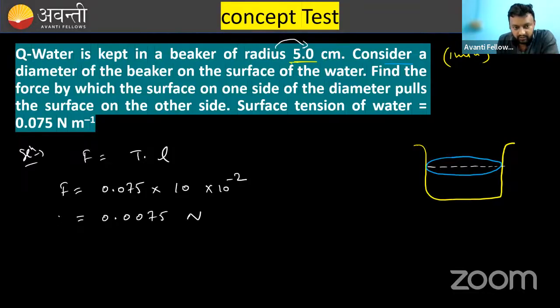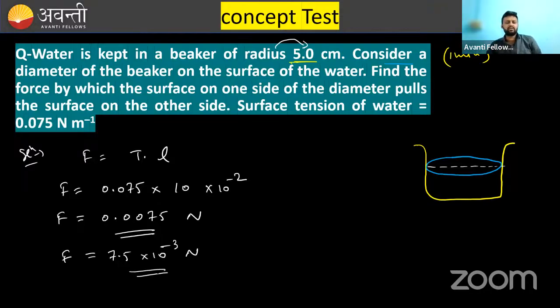0.075 Newton. Or you can write it as 7.5 into 10 raised to the power minus 3 Newton. This is a very fundamental basic question. There is no need to worry. Simple formula based question. I think it's clear. This is the force by which one part is pulling the other part.